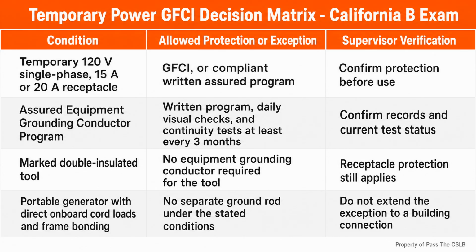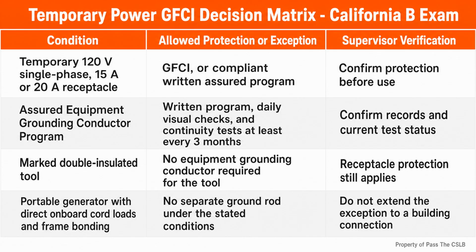A generator connected into a building electrical system is a different configuration and requires electrical trade coordination under the applicable design and inspection requirements. The generator frame is acting as the common bonded reference for the equipment connected directly to it. That does not remove temporary power protection duties. If the receptacle and job site condition require ground fault circuit interrupter protection, the fact that a ground rod is not required under the stated generator conditions does not eliminate that protection.